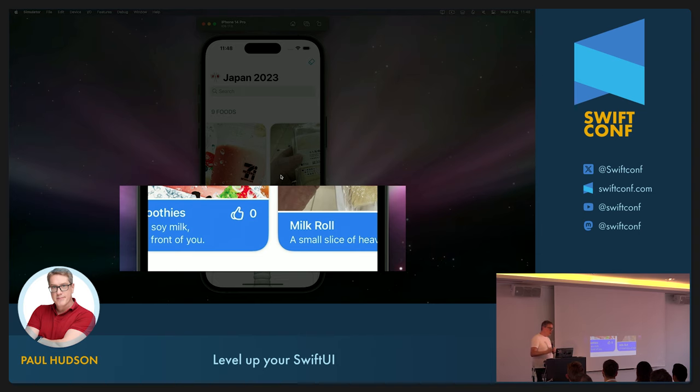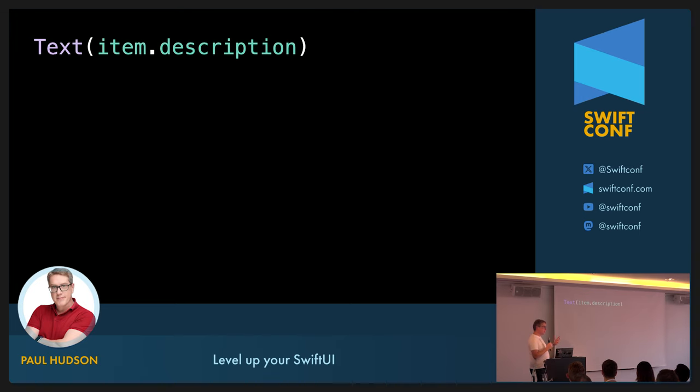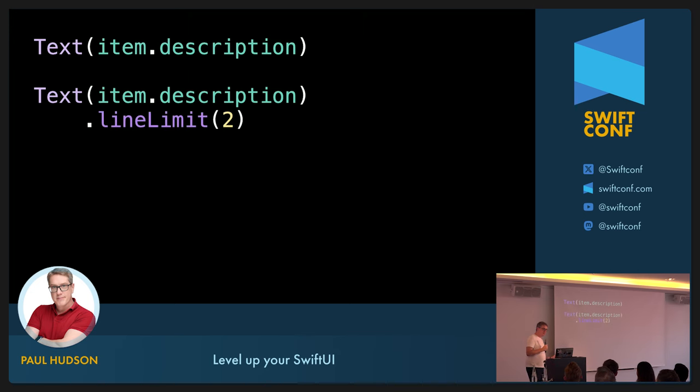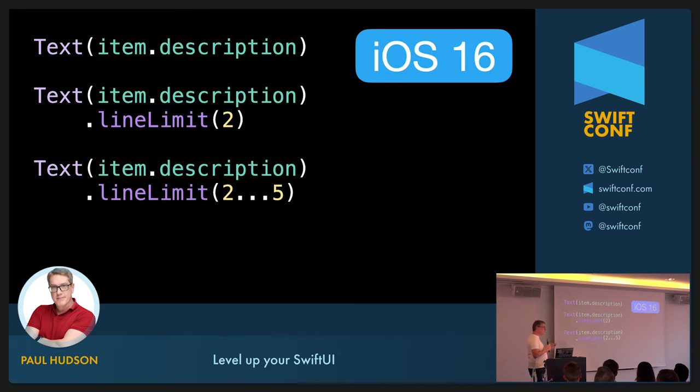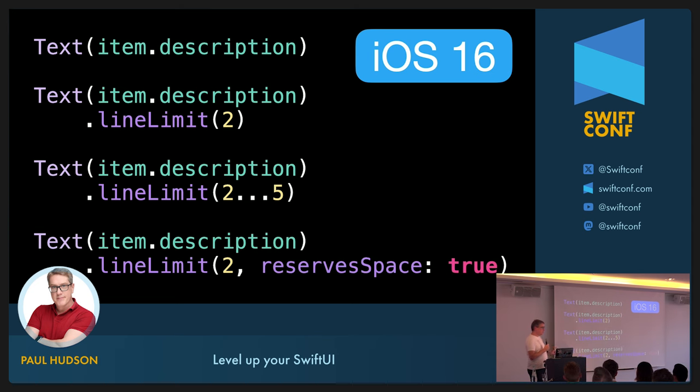So, you'll know already this thing's powered by a simple text view. Show the description in some text. And as of iOS 13, we can say, make sure this thing goes up to two lines. From 16 onwards, we can say, be between two and five lines, inclusive either side. We can also say, line limit two reserves space true. Be prepared to expand up to two lines if necessary, leaving space for that rather than jumping around.